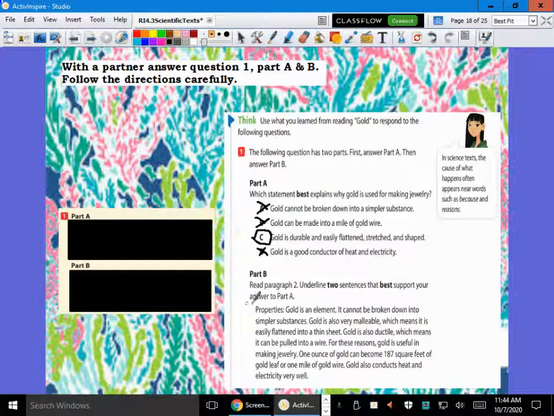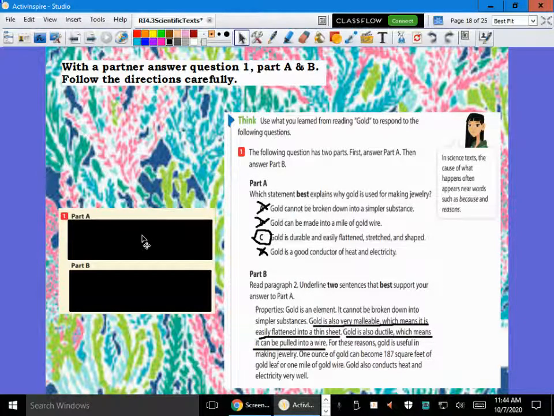Okay. Now, this is that paragraph we just read. What were my two sentences that supported gold being easily flattened, stretched, and shaped, and the reason why it's so good for making jewelry? I can see those words for these reasons, so list the reasons before it. Because it is malleable, which means it can be flattened, okay? And it's ductile, which means it can be pulled into a wire. We have those two reasons here.